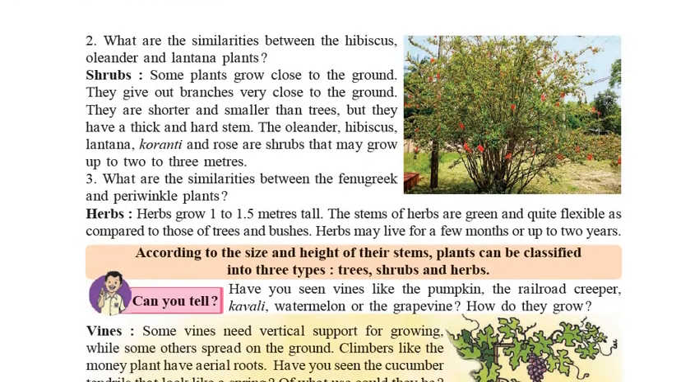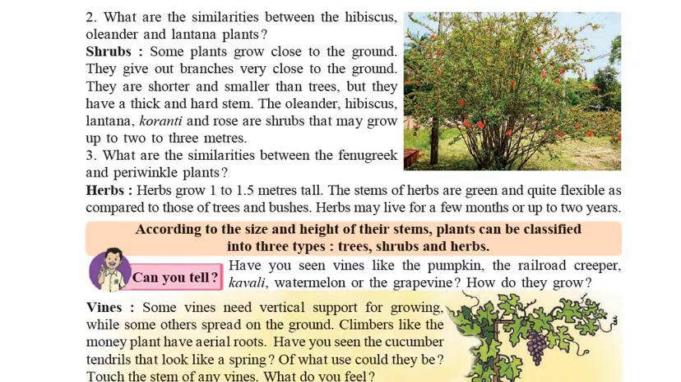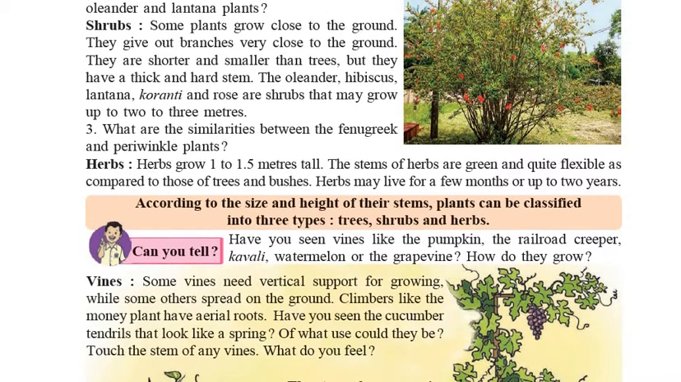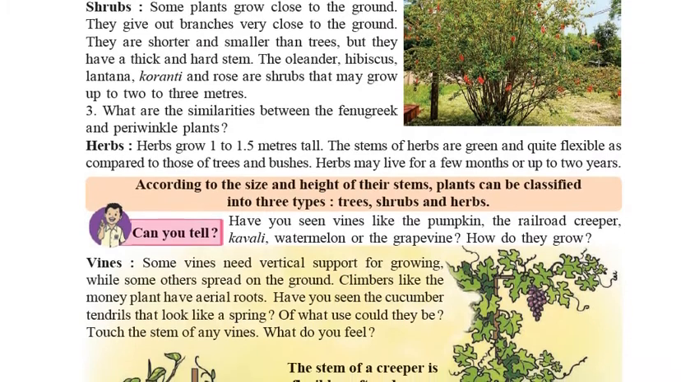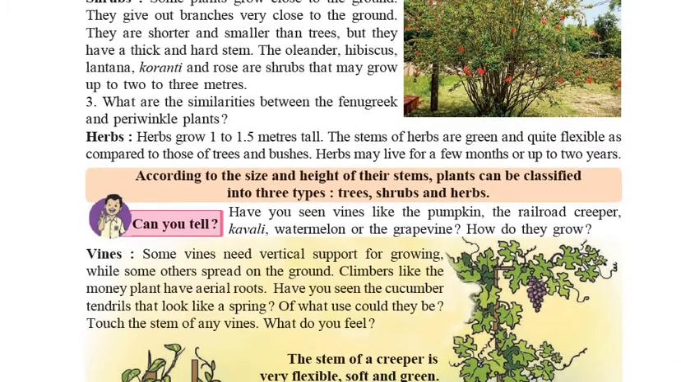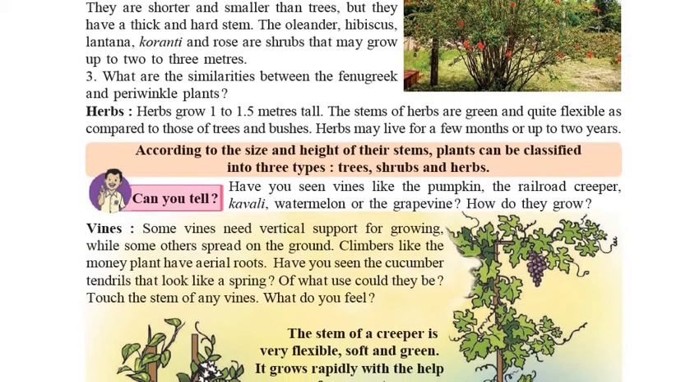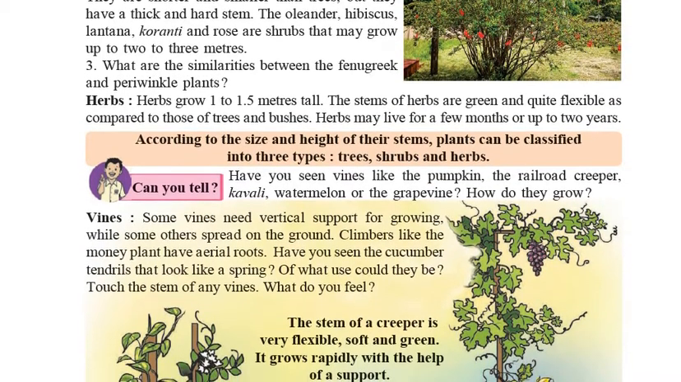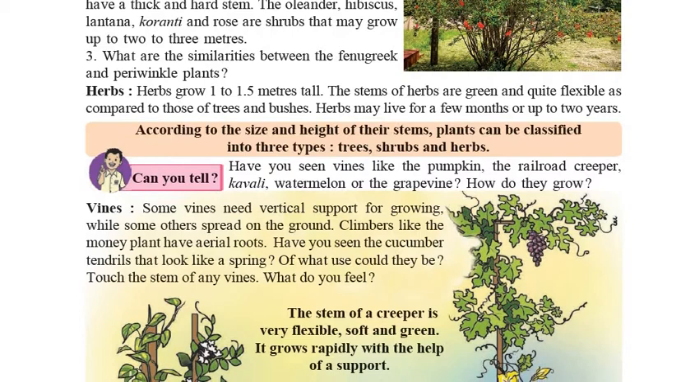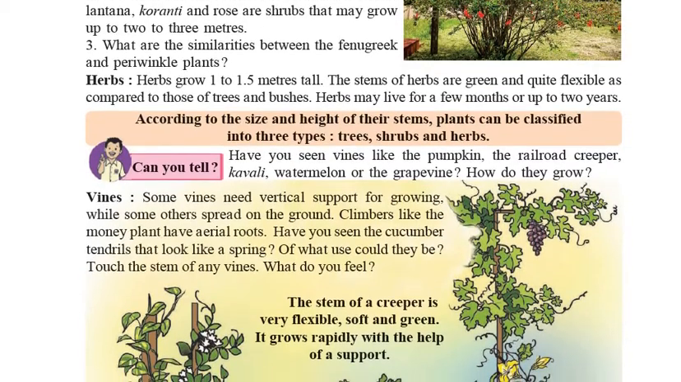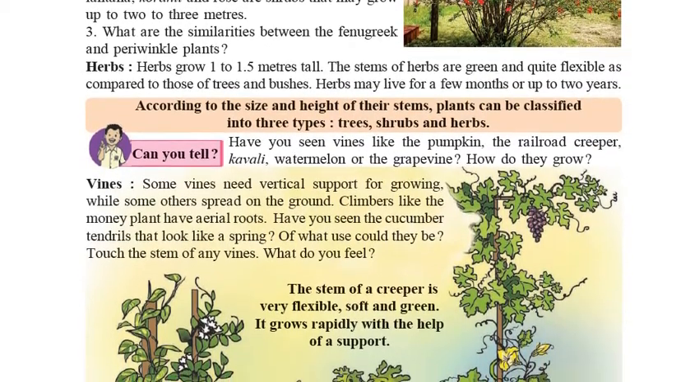What are the similarities between the hibiscus, oleander, and lantana plants? Shrubs. Some plants grow close to the ground. They give out branches very close to the ground. They are shorter and smaller than trees, but they have a thick and hard stem. The oleander, hibiscus, lantana, coanti, and rose are shrubs that may grow up to 2 to 3 meters.